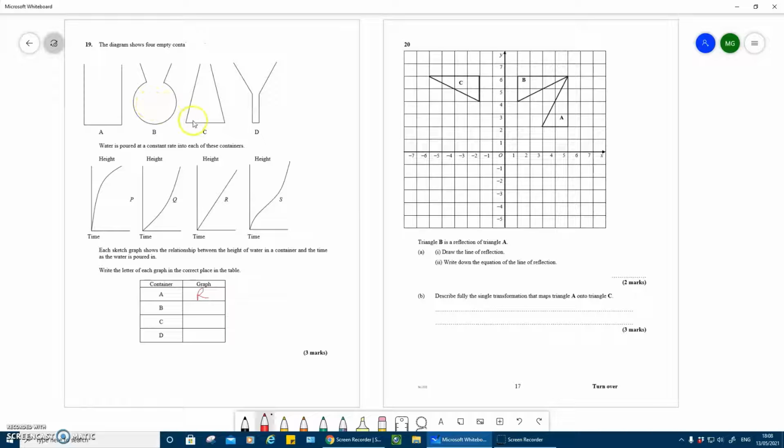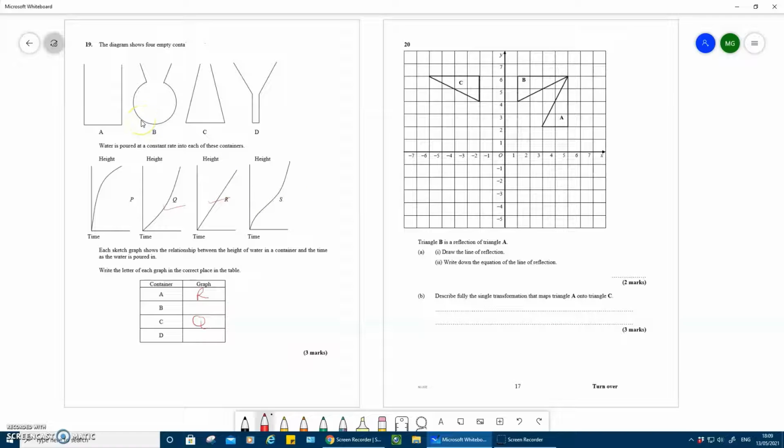This one's probably best next easiest. It'll get slower and slower, quicker and quicker to fill up. Okay, because the first bit is wider and it gets narrower and narrower, so it fills up quicker. So it starts slowly and gets quicker and quicker. Right? So this will be Q. So C is Q. So it only leaves us two left. So I've done R and I've done Q.